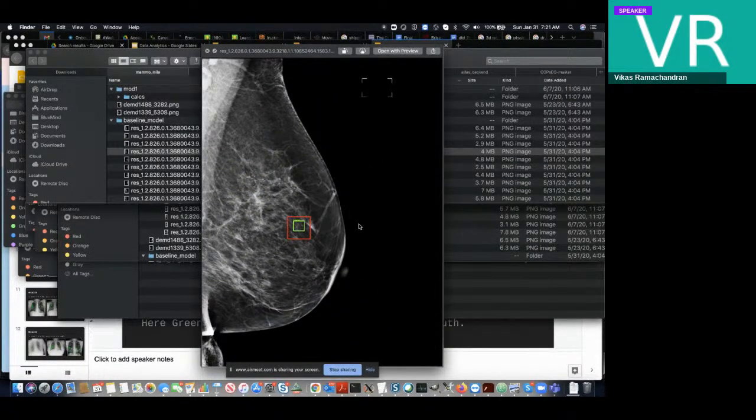So the idea is to use machine learning AI to do a good job at detecting these microcalcifications using object detection. And because the algorithm is trained on hundreds of thousands of images, it does a reasonably good job with accuracies over 90% in detecting these calcifications.